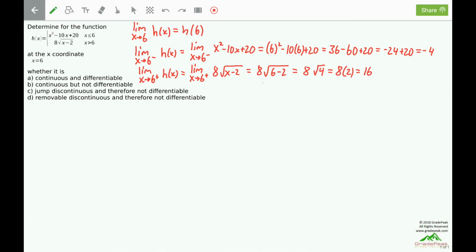Since the limit from the left and the limit from the right do not match each other, that means that the overall limit from both sides of h of x does not exist, because these are different from each other. We call that a jump discontinuity. And a jump discontinuity, or any kind of discontinuity, is never differentiable. And therefore, we have situation C. We will be jump discontinuous, and therefore there's no way it will be differentiable.